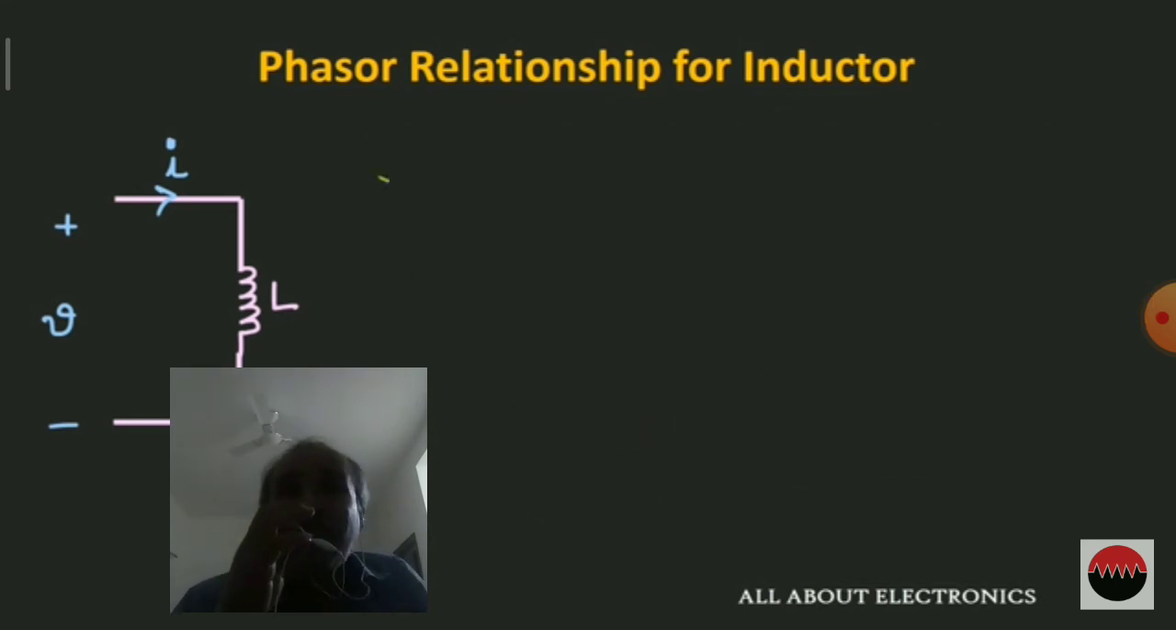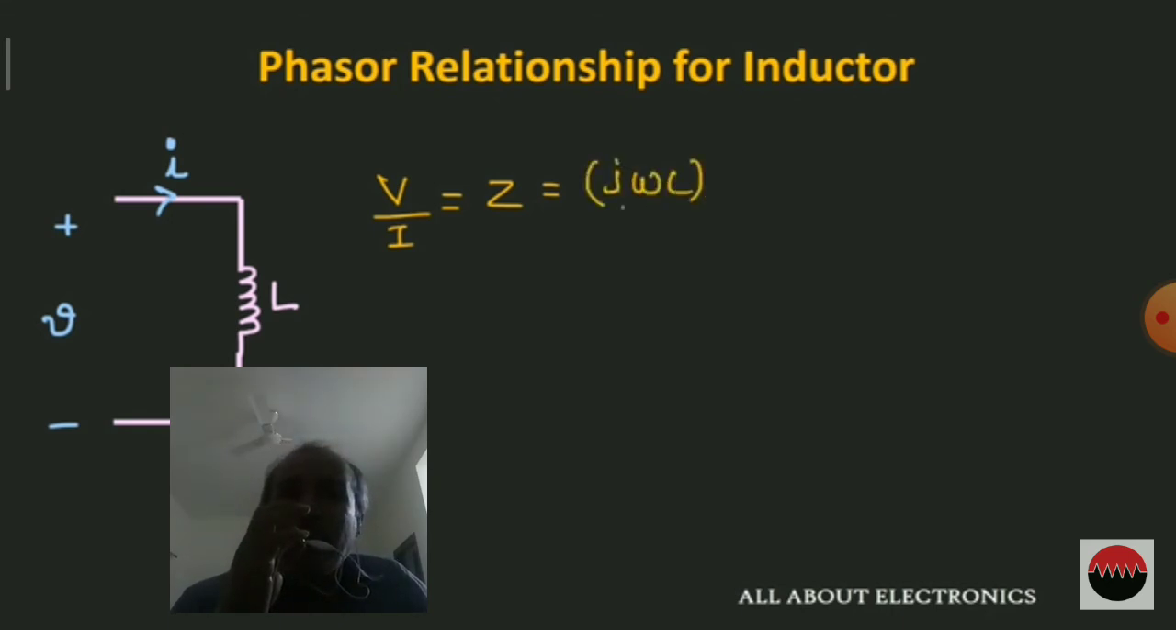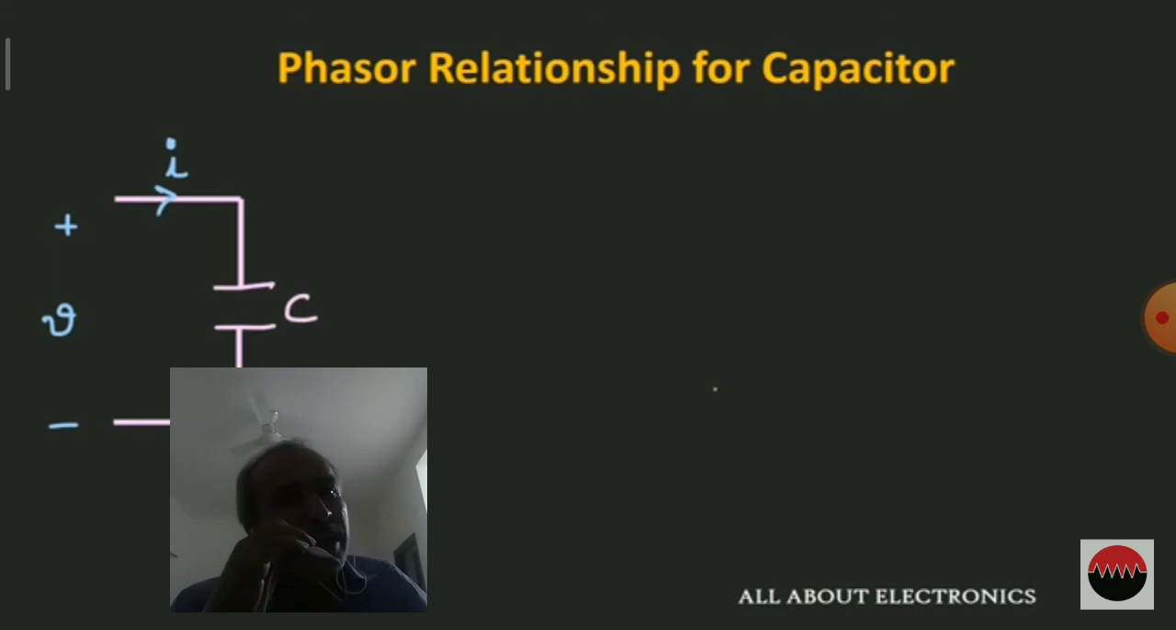Next, what is the impedance? Impedance is nothing but V divided by I, equal to Z. What is V here? V is equal to jωL I, divided by I. In both numerator and denominator, I cancels. The remaining thing is Z = jωL. This is the impedance of an inductor. It can be called the reactance XL. XL is the reactance, XL = ωL or jωL.